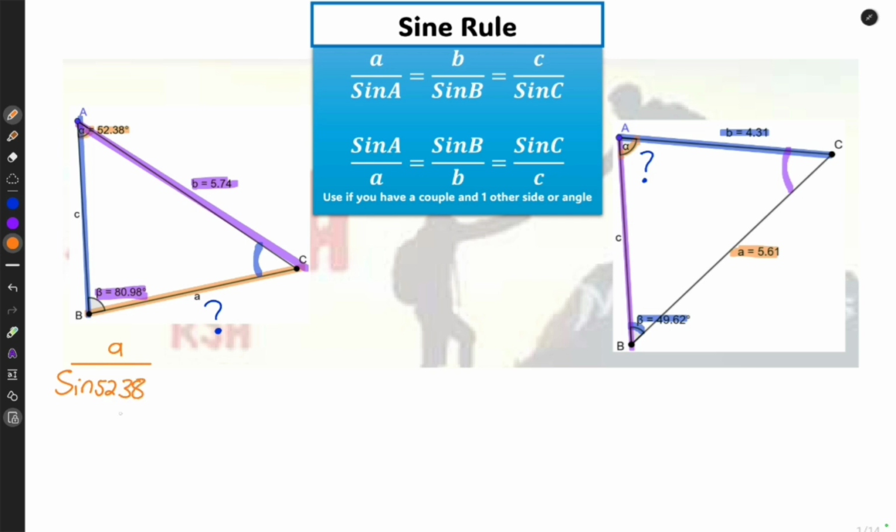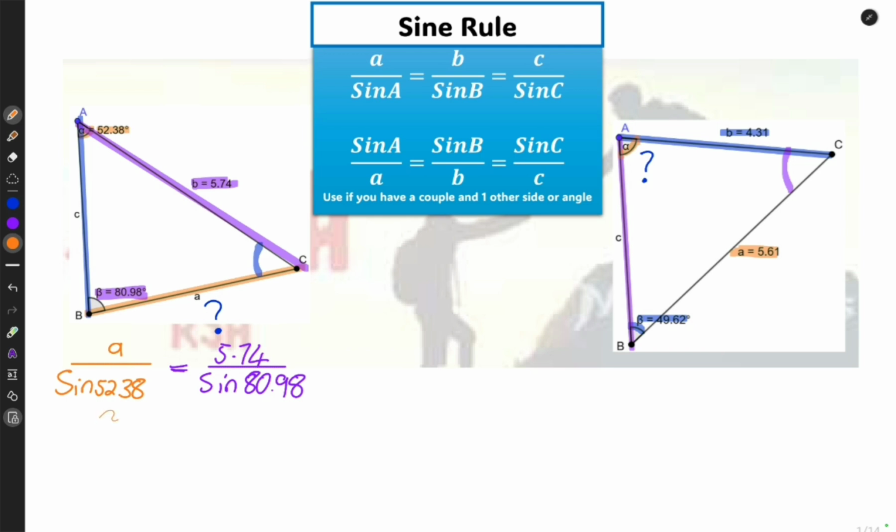52.38 is what I have. Then I also have the purple angle and side. So because I started with side A, I am going to start with side B on top, and that is 5.74 over sine of 80.98. Great. There I used the sine rule. I don't need to write a reason, it's not Euclidean geometry. And now I can just type that in the calculator and get the answer.